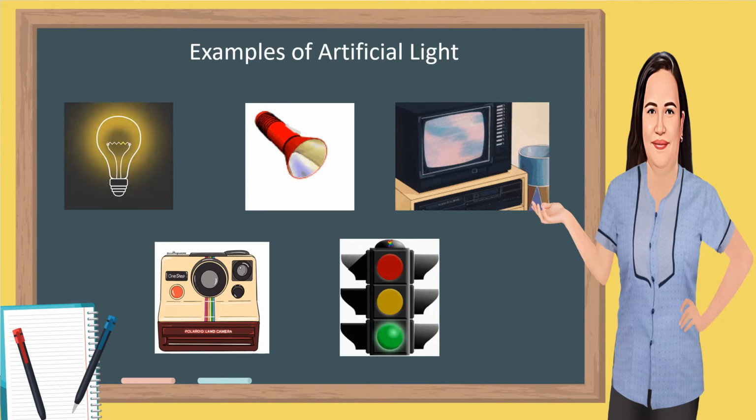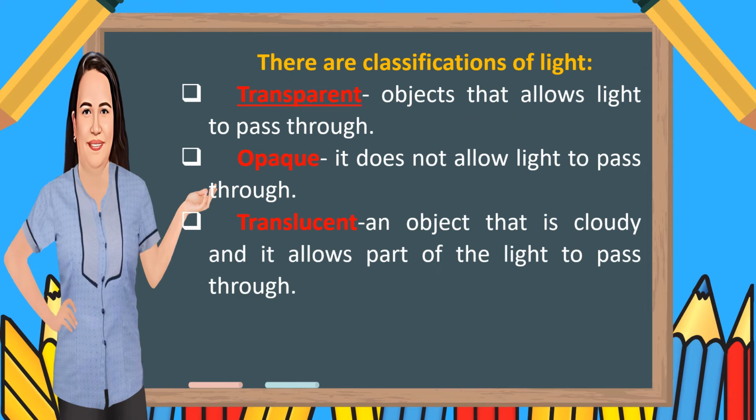These are examples of artificial light: bulb, flashlight, TV screen, camera, and traffic light. There are classifications of light: transparent, opaque, and translucent. Transparent objects allow light to pass through. Opaque objects do not allow light to pass through. And translucent is an object that is cloudy and allows part of the light to pass through.